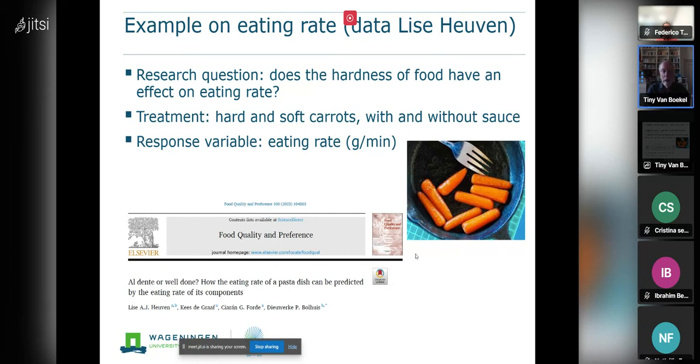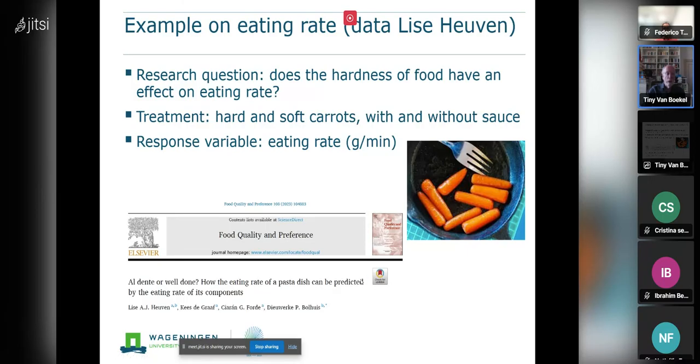Now, in order to investigate that, she did different treatments. She had hard carrots, she had soft carrots, and she also had hard carrots with sauce and hard carrots without sauce, and soft carrots with and without sauce. So there are quite a lot of treatments, and her response variable was the eating rate. How fast do people eat? And she could measure that in grams per minute. And that research has been published, meanwhile, in Food Quality and Preference. You see the reference here.